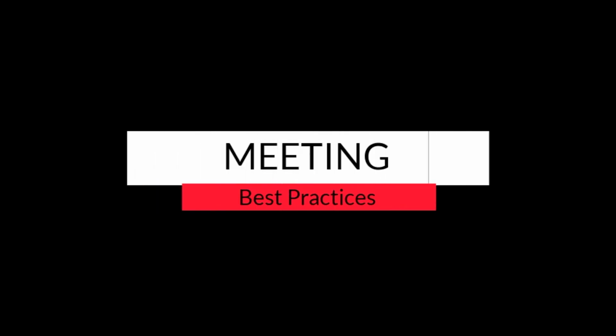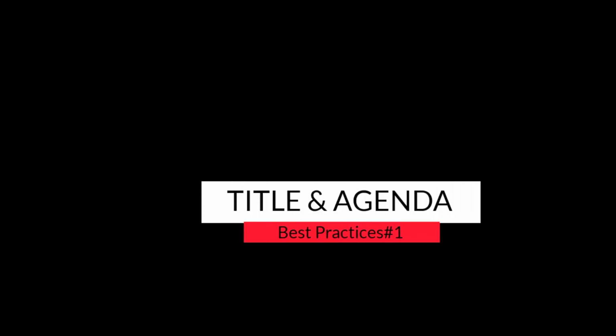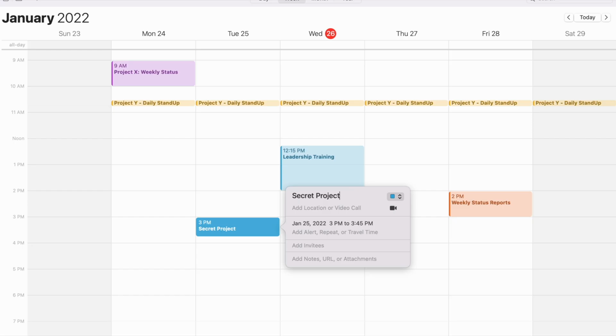So when it comes to meetings, there are some best practices that I wanted to share with all of you. So the number one is the meeting title and the agenda. If you have a meeting that is going across a larger team, and they have so many meetings in their calendar, having the project name at the beginning helps them see that this meeting is for this project and this is the high level topic.